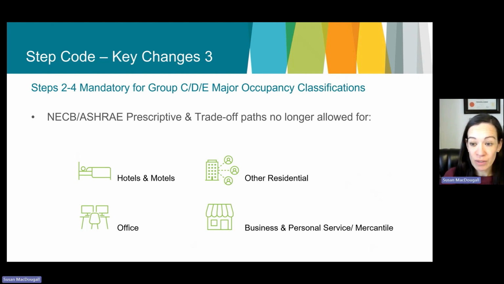Now, the reason we've noted that as Steps 2 to 4 are now mandatory is because Step 2 will be the minimum requirement across the province, but some jurisdictions may have already adopted a higher step for some of those classifications, in which case, of course, the higher step would govern if the jurisdiction requires it.